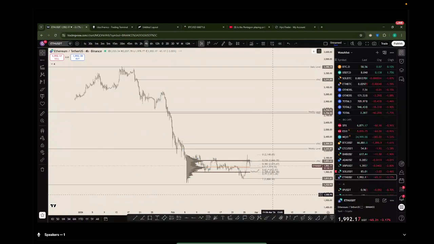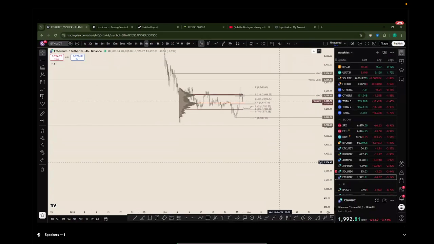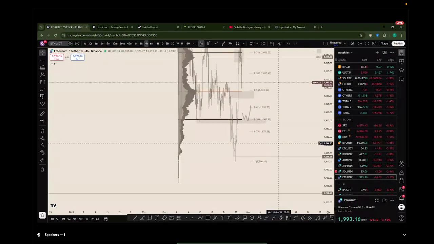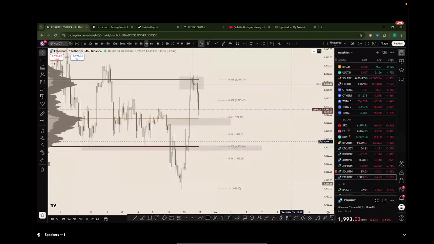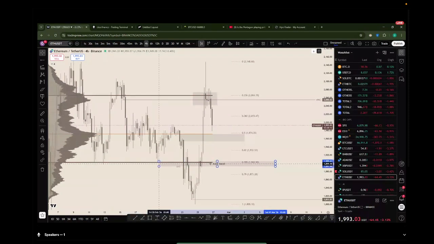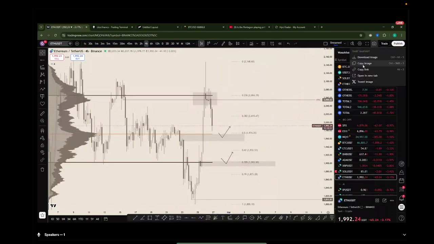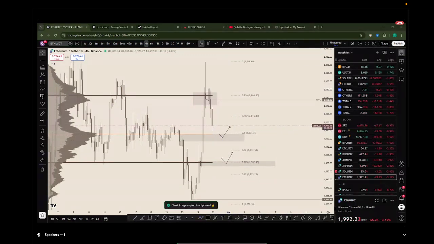Okay, so yeah, I hope this Ethereum analysis helped you guys, and I would love to have a retest of the value area low for the longs in Ethereum. These are basically my levels for Ethereum. Let me just create the arrows here. If you have any questions, guys, do let me know. I will be happy to answer them.